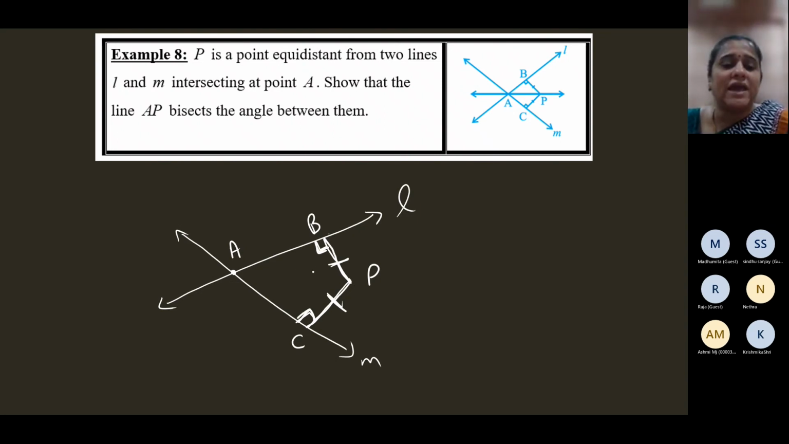Show that the line AP bisects the angle between them. You should join A and P. So this is the line AP. You must prove that AP bisects the angle between them. So here you'll have to prove that this angle is equal to this angle. You'll have to prove that these two angles are equal.